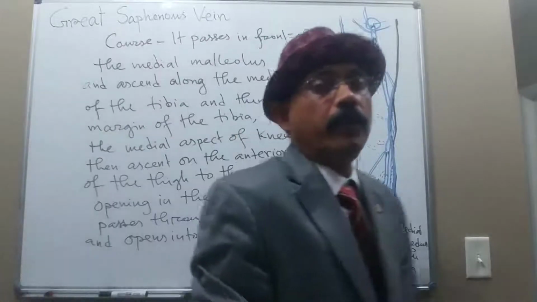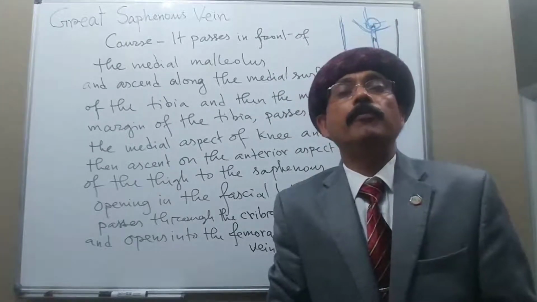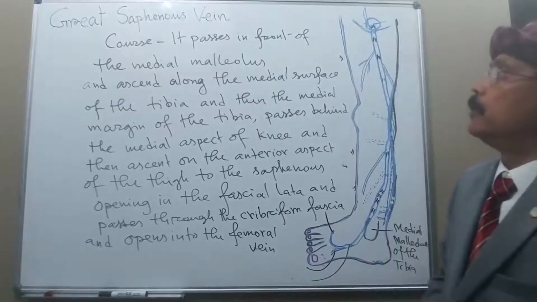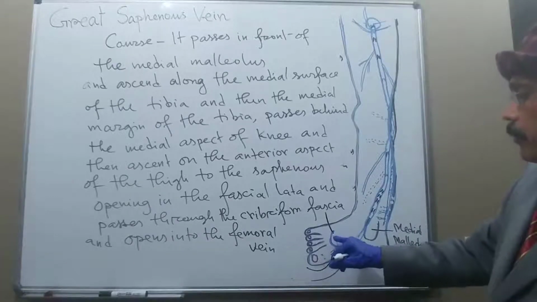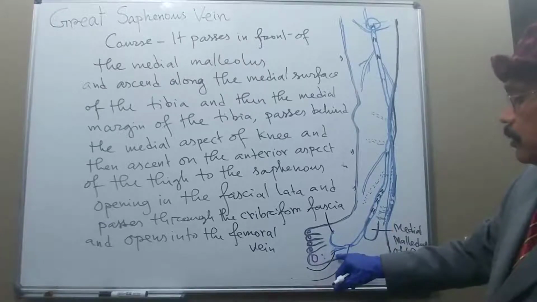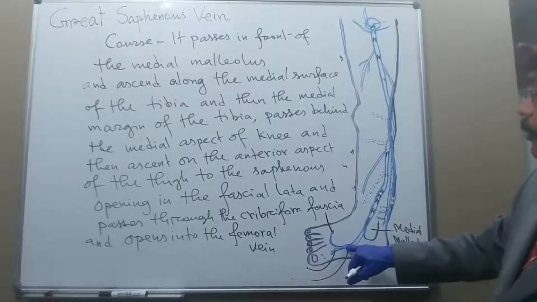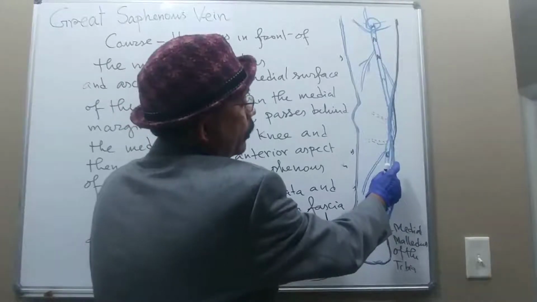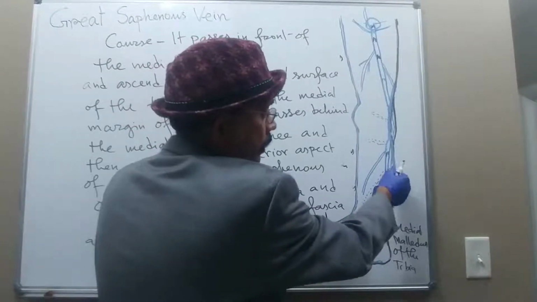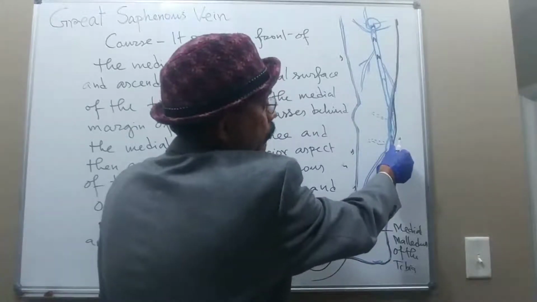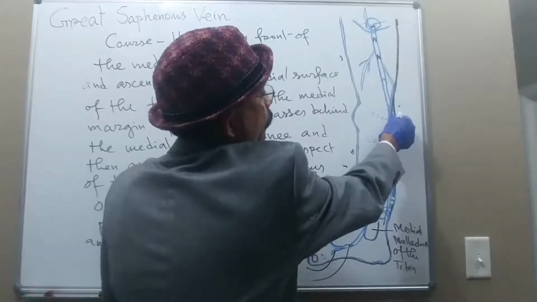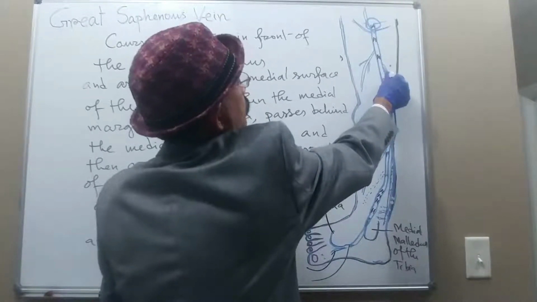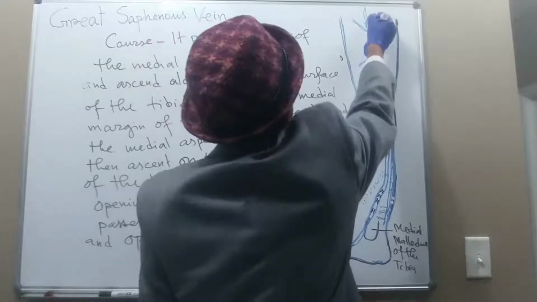So the great saphenous vein is a tributary of the femoral vein. We got the course from the formation, the medial part of the dorsal venous network, the dorsal venous arch, and the medial marginal vein. It passes in front of the medial malleolus of the tibia, goes along the medial surface of the tibia, then in the upper two-thirds of the leg it passes along the medial border of the tibia, going to the posterior aspect of the knee joint, then again goes in front of the anterior aspect of the thigh, and opens into the saphenous opening.